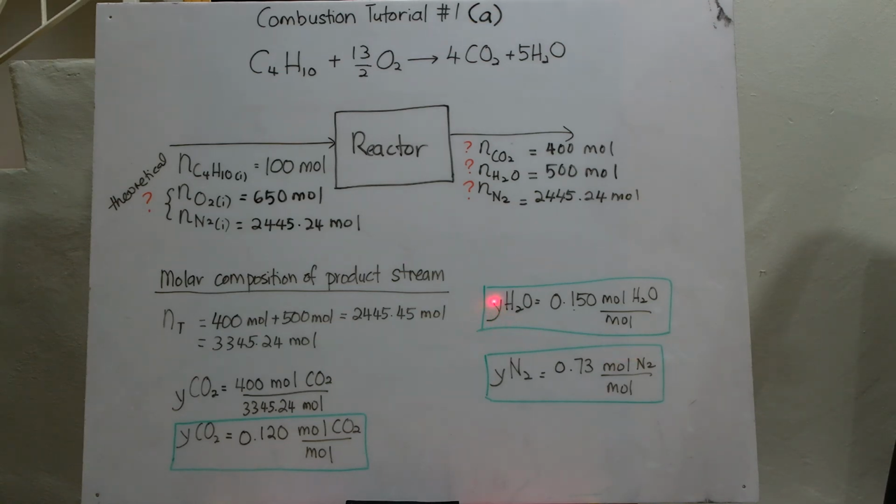For water, we use the same method. So we obtain 0.150 mole water per mole. And for nitrogen, 0.73 mole of nitrogen per mole. So if the question wants you to convert it into percentage, just multiply the molar fraction by 100. So you'll get the molar composition in percentage.